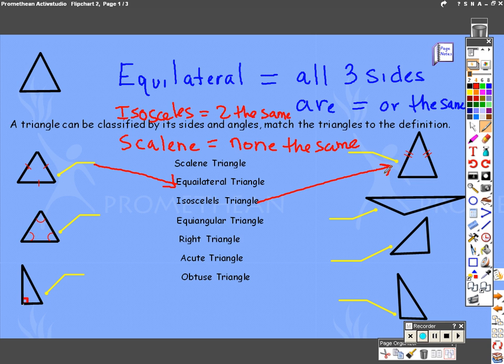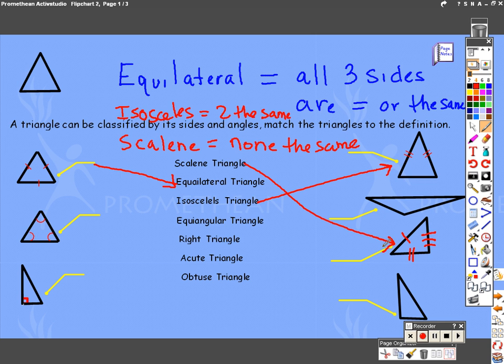Okay? Now let's look. These ones don't have any markings, but let me pick one of them. I'm going to pick this one here. And I'm going to tell you that this is one measure, this is a different measure, and this is even a different measure. The hash marks aren't the same. So therefore, none of the three sides are the same. So none the same. That would make that one a scalene triangle.